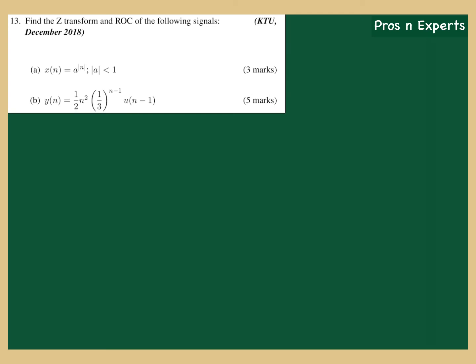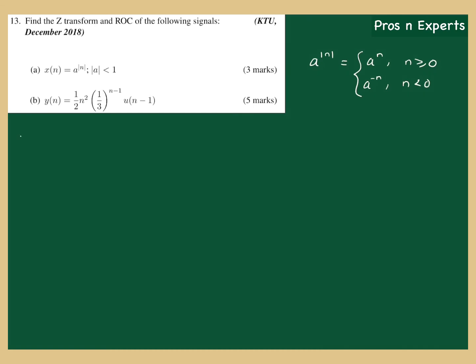So the next question is, find the Z transform and ROC of the following signals. We have 2 sub questions. The first one is x of n equal to a raised to mod n for mod a less than 1. Okay, and we know a raised to mod n, we have already seen definitions for that. A raised to mod n will be equal to a raised to n for n greater than or equal to 0, and it is a raised to minus n for n less than 0. So we are going to make use of this definition for a raised to mod n.